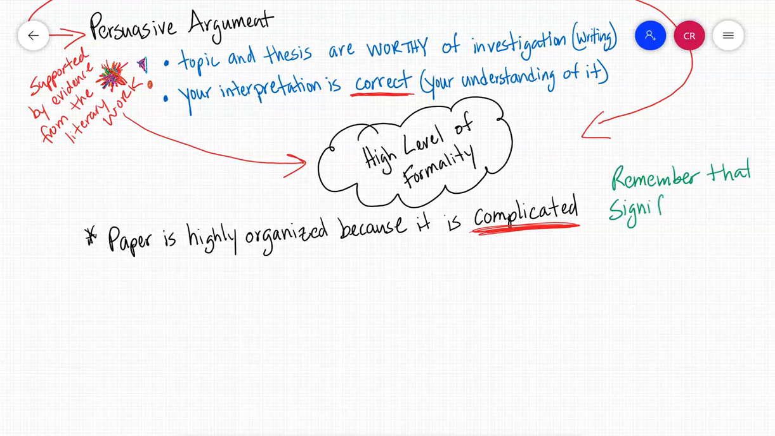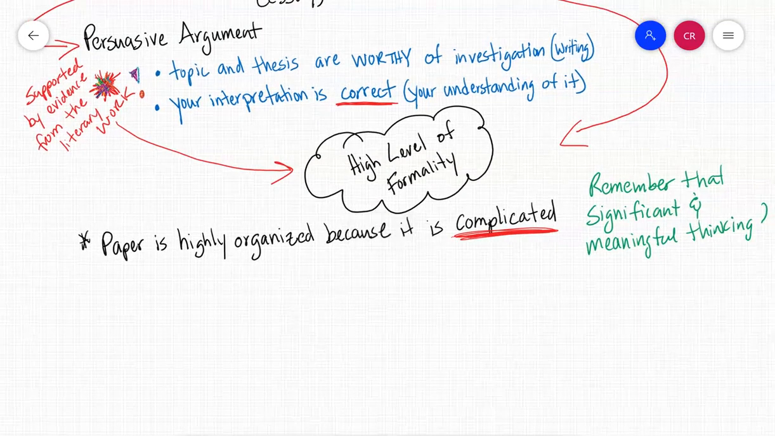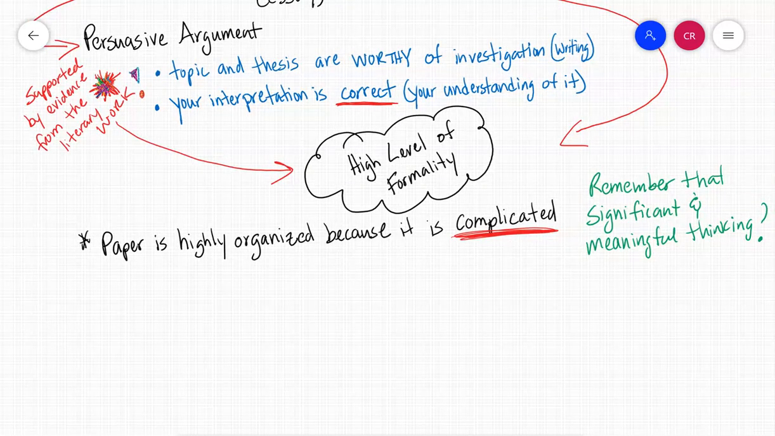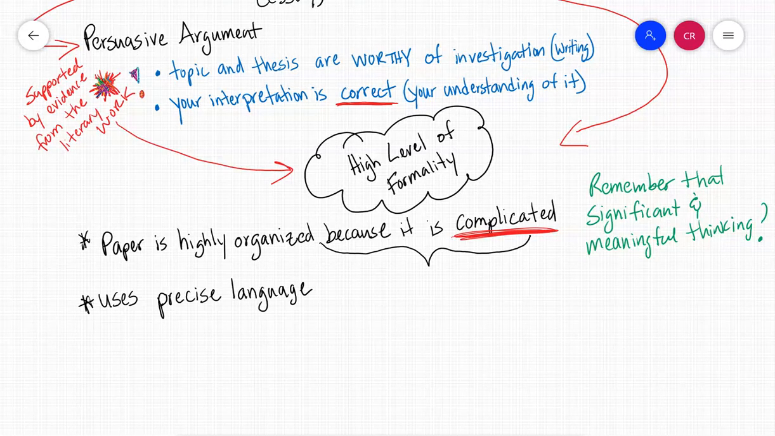So remember that significant and meaningful thinking. Because you did that significant and meaningful thinking, what's happened is that you've created a complicated idea. These complicated ideas do not go down on paper easily. High level of formality, highly organized. In addition, it uses precise language. You have to use precise language. Why? Because it is complicated. If your paper doesn't use precise language, it will be difficult to follow.